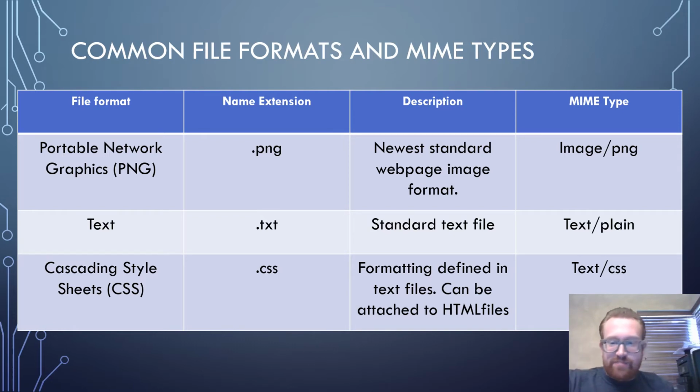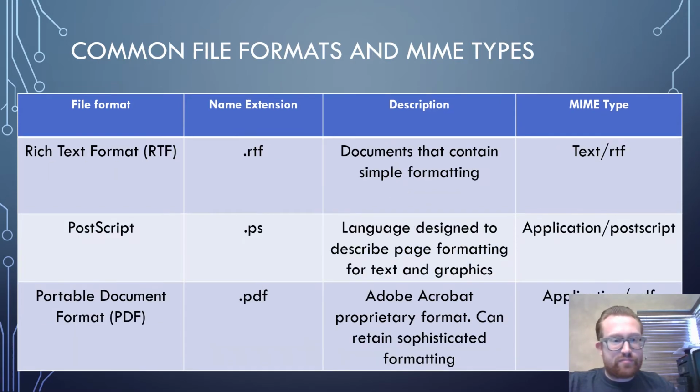Cascading Style Sheets, CSS. .css is the name extension. Remember, this is formatting in text files, and we can attach it to our HTML files to give our HTML files a little bit more design. The MIME type here is text/css. Next is Rich Text Format, or .rtf. These are documents that contain simple formatting like bold, italic, underline, very basic formatting. The MIME type is text/rtf.